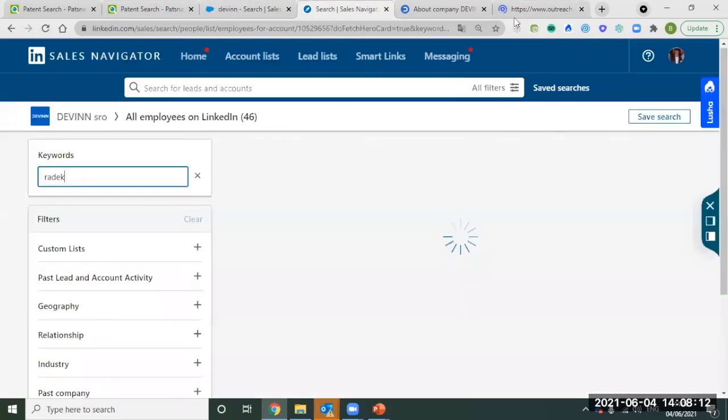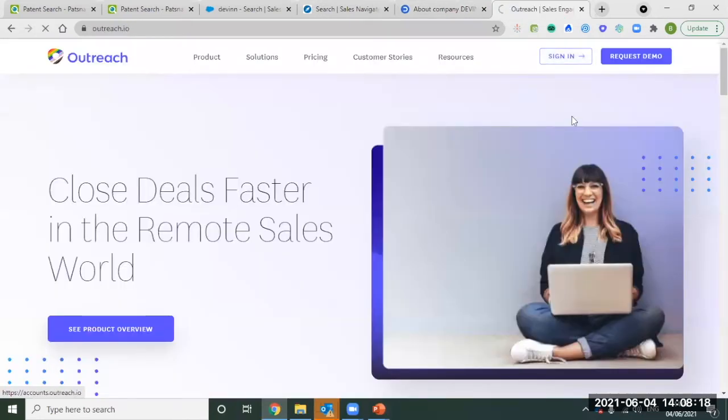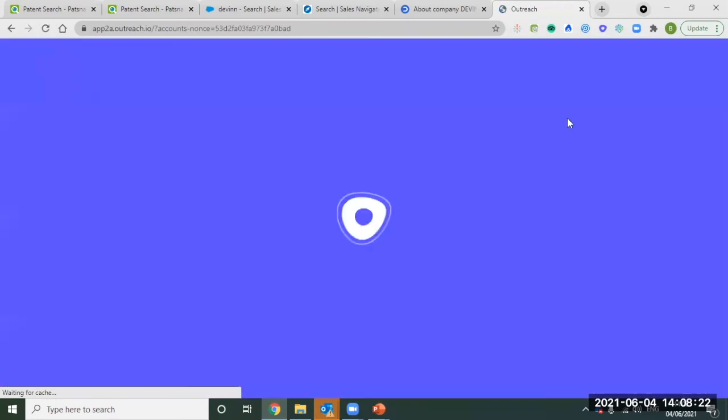So then what we would do, after you put these leads into Salesforce, is you could go on to Outreach and put the leads on. So, yeah, once it's been able to load, very slow today.